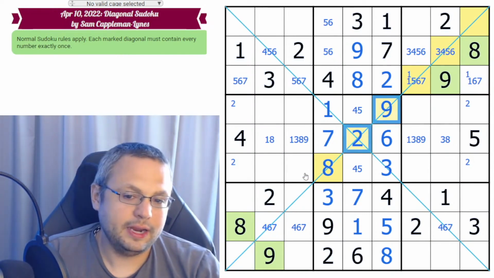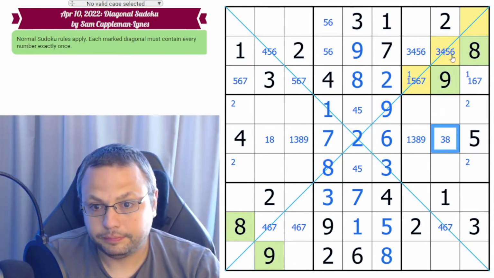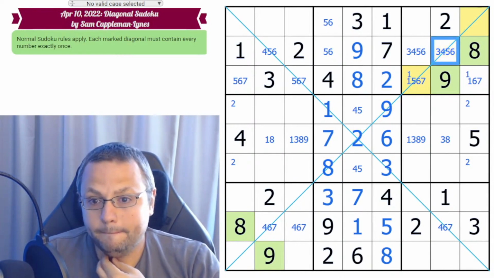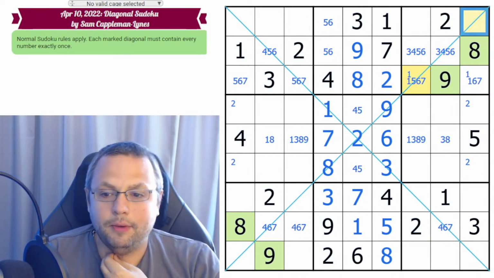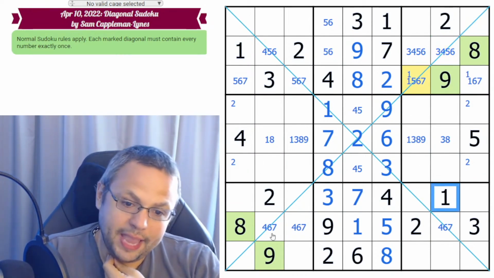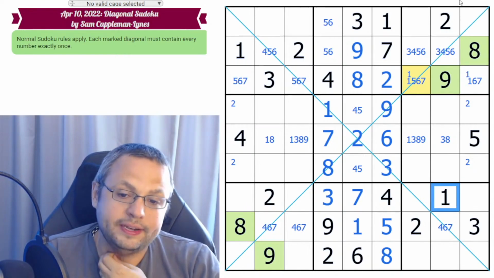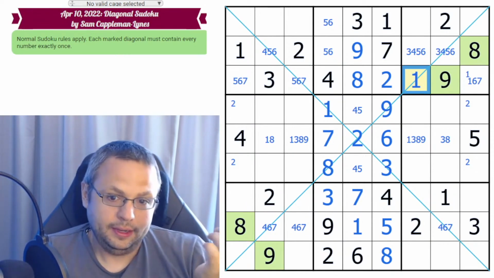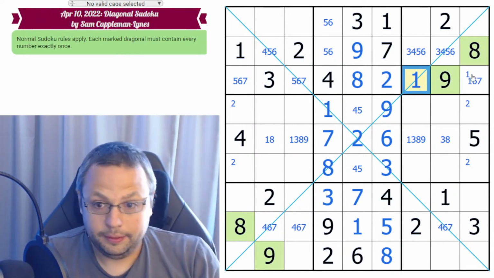Well, these are definitely not 1, because I've filled them in already. It's not that one, because that one sees a 1 in the row. And it's not that one, because that one sees a 1 in the row. And so, in fact, what we have here is a hidden single on the diagonal. Namely, this has to be the 1. There's no other place you can put a 1 on the diagonal.